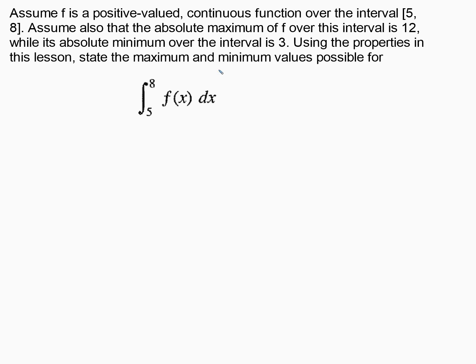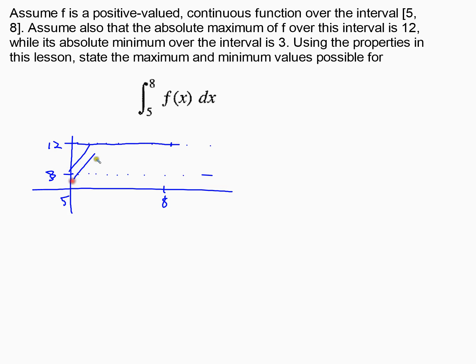All right, so let's take a look at this function f. We know that it's always positive, and the highest it can be is 12. The lowest it could be, its minimum, is 3. So this is a 3. Using the properties, what's the maximum value? So this is going from 5 up to 8. Well, its maximum is 12. So if the whole thing is 12, if it's a constant function and it's always 12, which would still be the maximum, the integral would be the area under there.